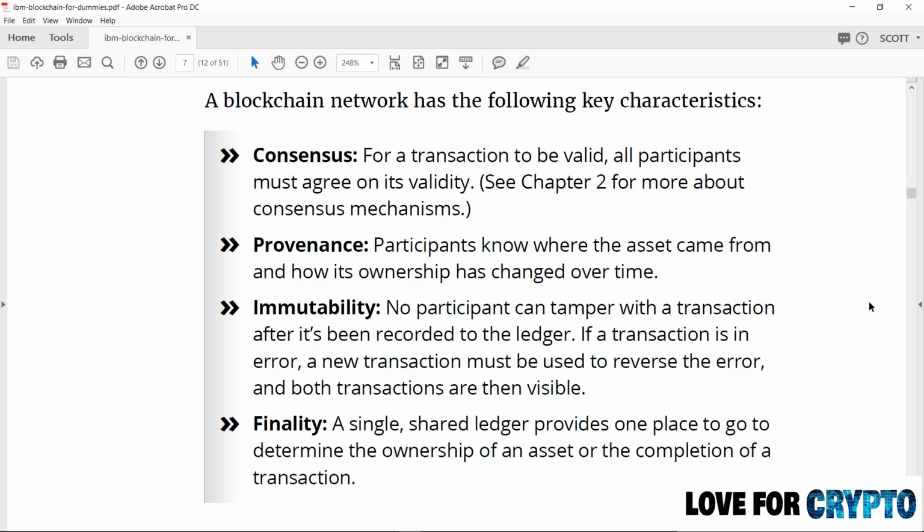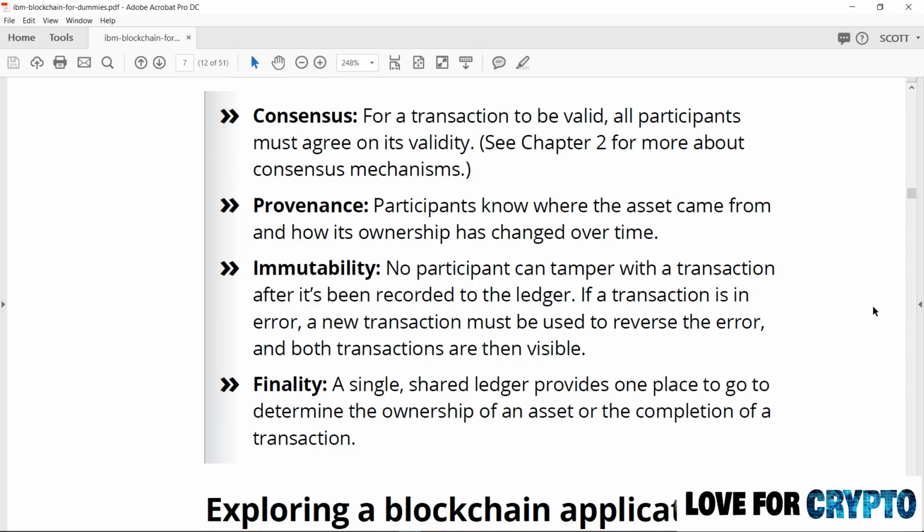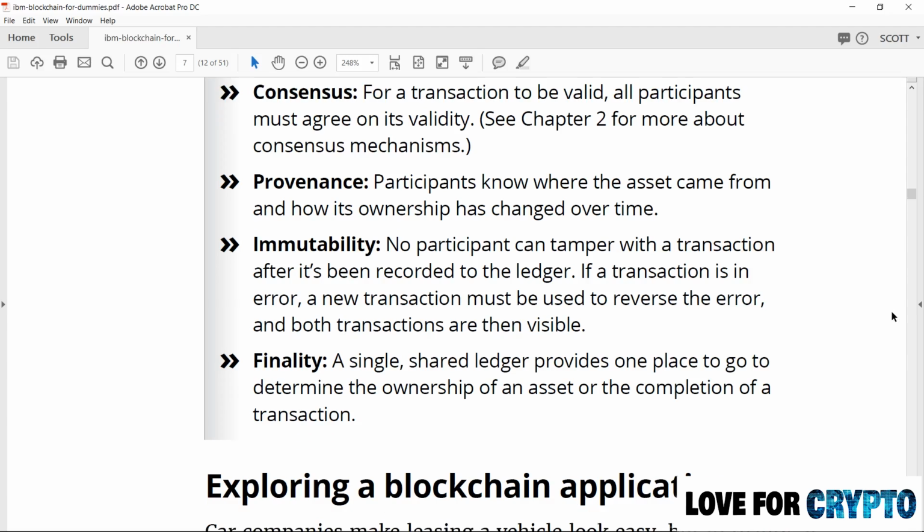It's completely transparent. Immutability: no participant can tamper with a transaction after it's been recorded onto the ledger. If a transaction is in error, a new transaction must be used to reverse the error, and both transactions are then still visible. You see the error and you see the new transaction that reversed the error. Finality.